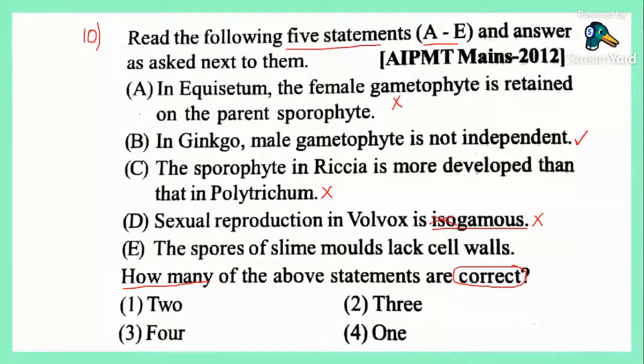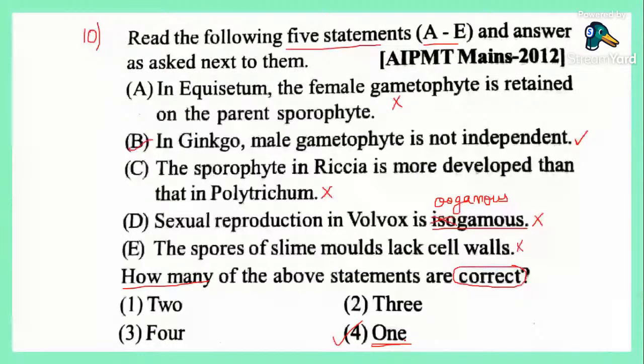It's not isogamous. Can any one of you tell me? What is the sexual reproduction in Volvox? Very good, it's oogamous. Okay, sexual reproduction is oogamous. The spores of slime moulds lack a cell wall. That's also wrong. So the number of correct statements is only 1. So the correct answer is option number 4.